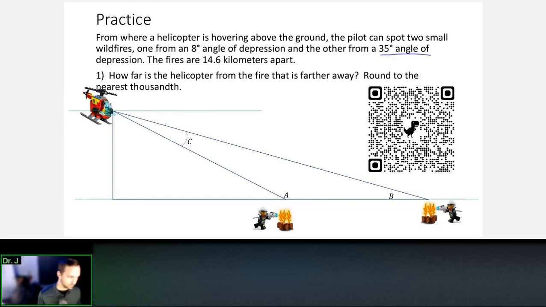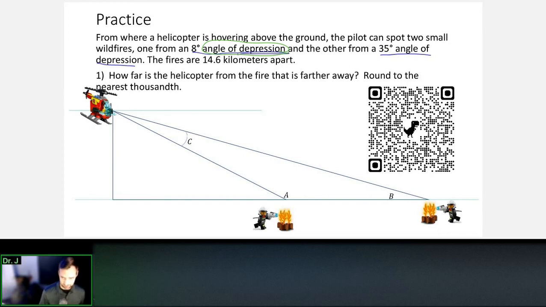35 angle of depression. So it's the words angle of depression. And then you have another one, 8-degree angle of depression. The keywords here are angle of depression for both of them.